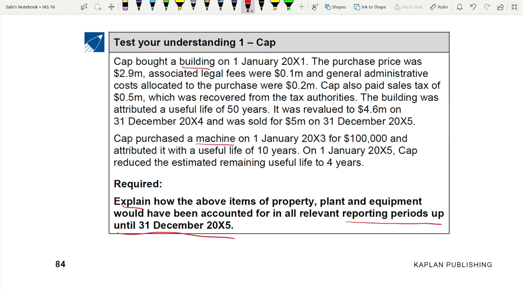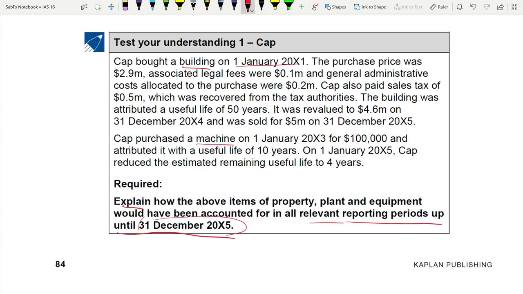Let's start with building. CAP bought a building on 1st of Jan 2001. You see, they told for all the relevant reporting periods up until 31st December 2005. That means from 1st of Jan 2001 up to 31st December 2005, you have to account for this building.